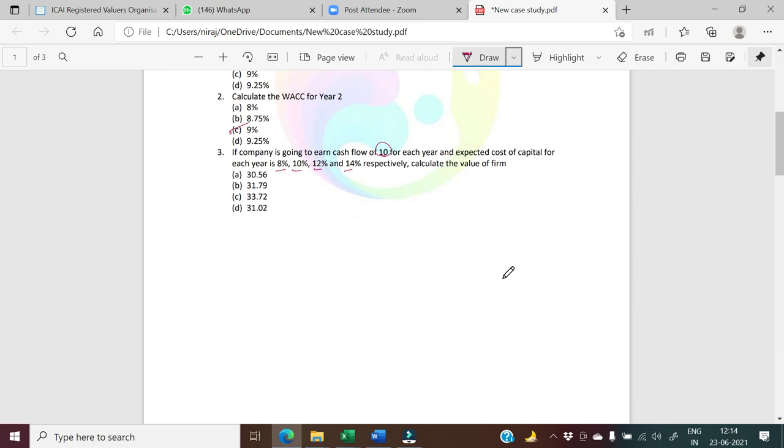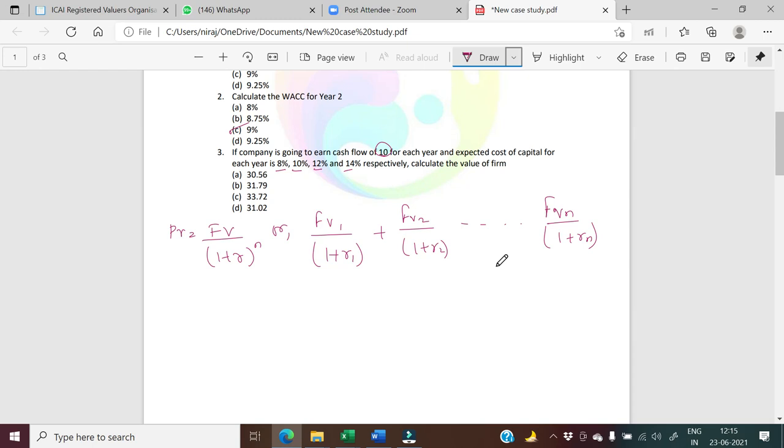So this is nothing but a second way of calculating the present value. One way of calculating the present value is PV equals future value divided by 1 plus R raised to the power n, or you can write it as future value 1 divided by 1 plus R1, plus future value 2 divided by 1 plus R2, and so on, up to future value n divided by 1 plus Rn. I will share the link of the future value and present value video also. You can refer to this, basis that we will calculate this particular sum.